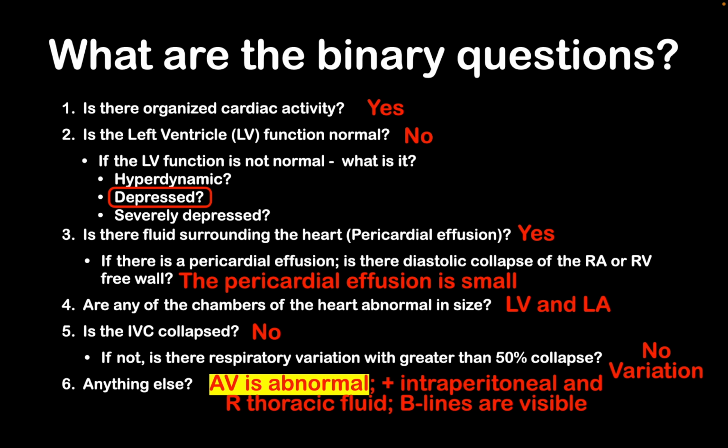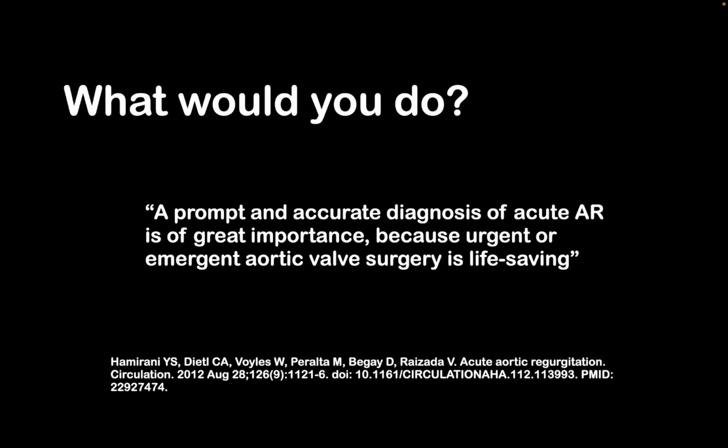What do we treat? So if we did not see that the aortic valve is abnormal, this could lead us to mismanage this patient. Acute aortic regurgitation is a true surgical emergency, and getting early surgical intervention can be life-saving in these individuals. If you look at this article by Hemarani, it's a case where they discuss some of the important factors of diagnosing this early.